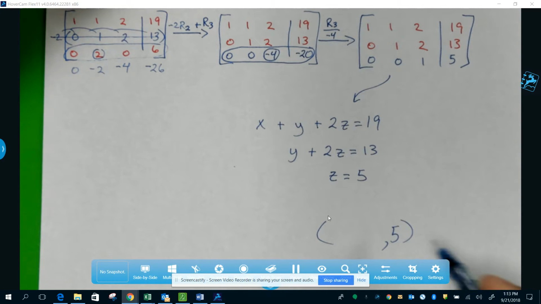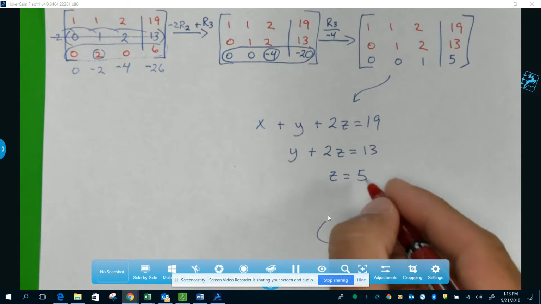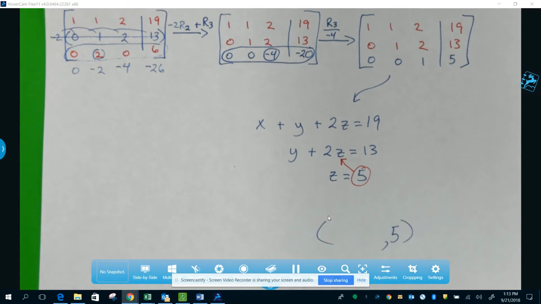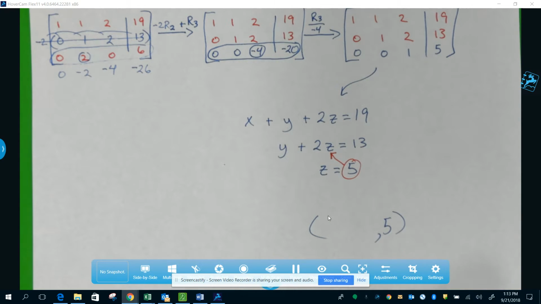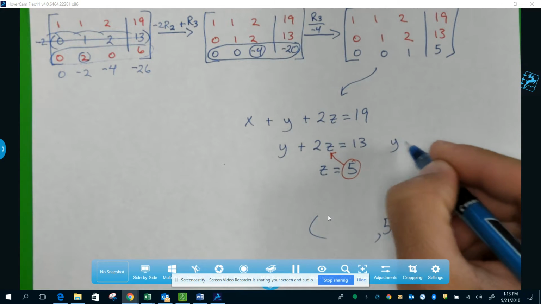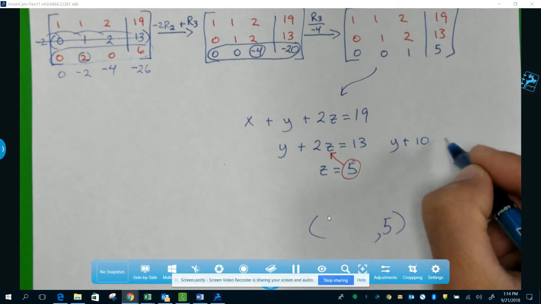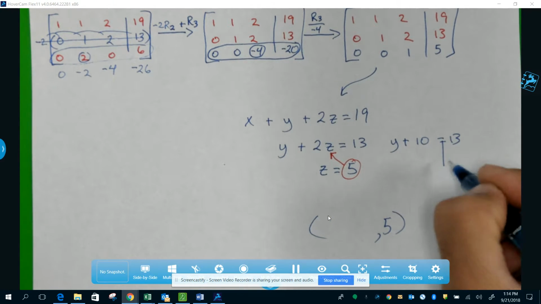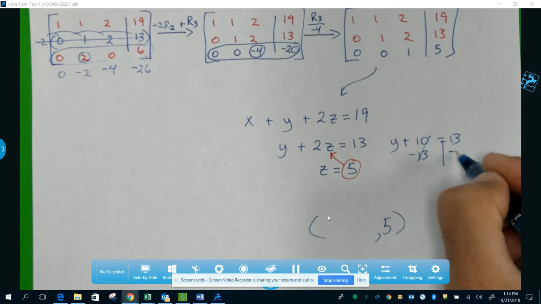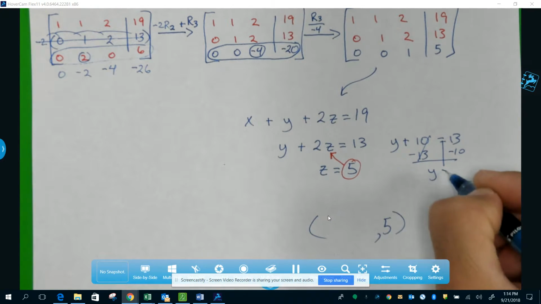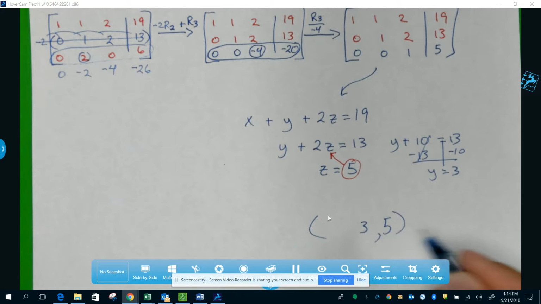So for my solution, I know my z value is 5. So I'm going to plug it back in, so I can do back substitution, so I can solve for my y. So it's actually going to be y plus 2 times 5, which is 10, equals 13. And now when I subtract 10 from both sides, I get y equals 3.